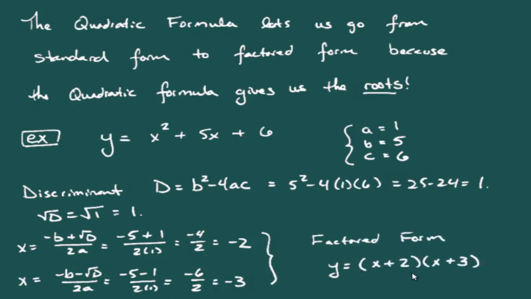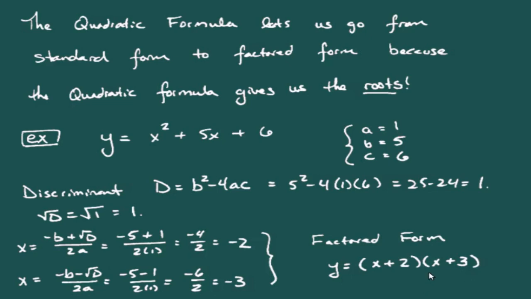Essentially, all that we're doing is taking those roots that we found, and when we turn those roots into factors, we're really just changing the sign on the root. So we go from a negative 2 to an x plus 2. We go from a negative 3 to an x plus 3 as our factor for that.